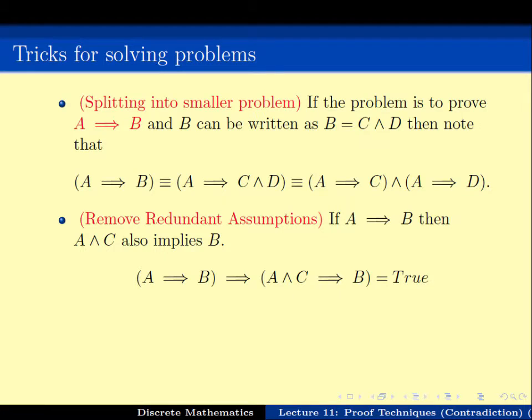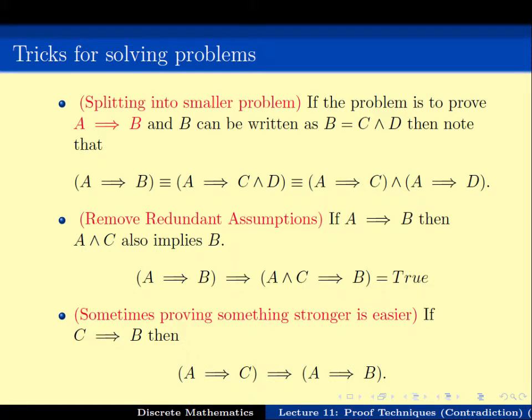To start with, we looked at some of the tricks that can be applied to solving problems. The first trick was splitting it into smaller problems, namely when to prove A implies B, B can be written as C and D. In that case, A implies B is the same as proving A implies C and A implies D. We also saw that we can remove redundant assumptions, and by doing so we can make our problem simpler, which can be easier to handle.